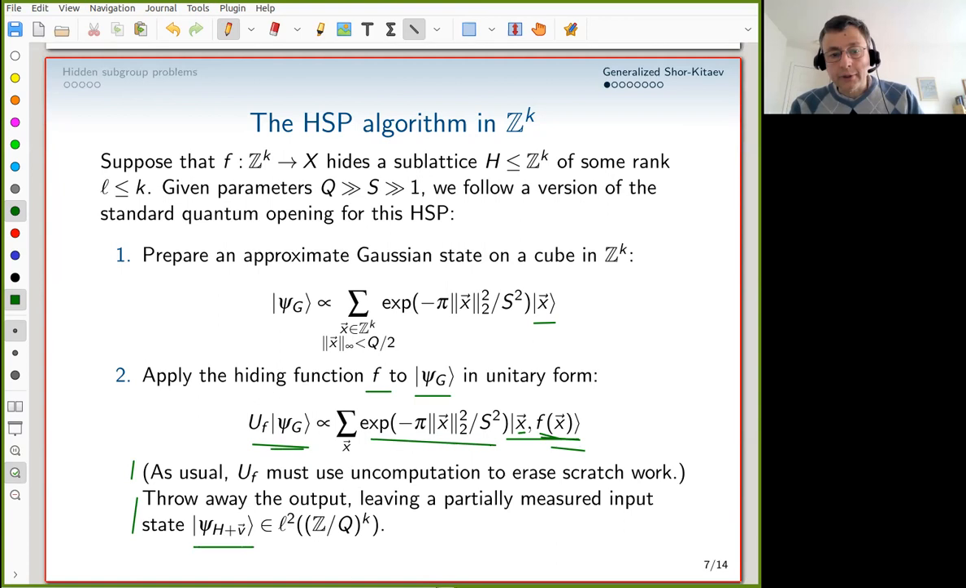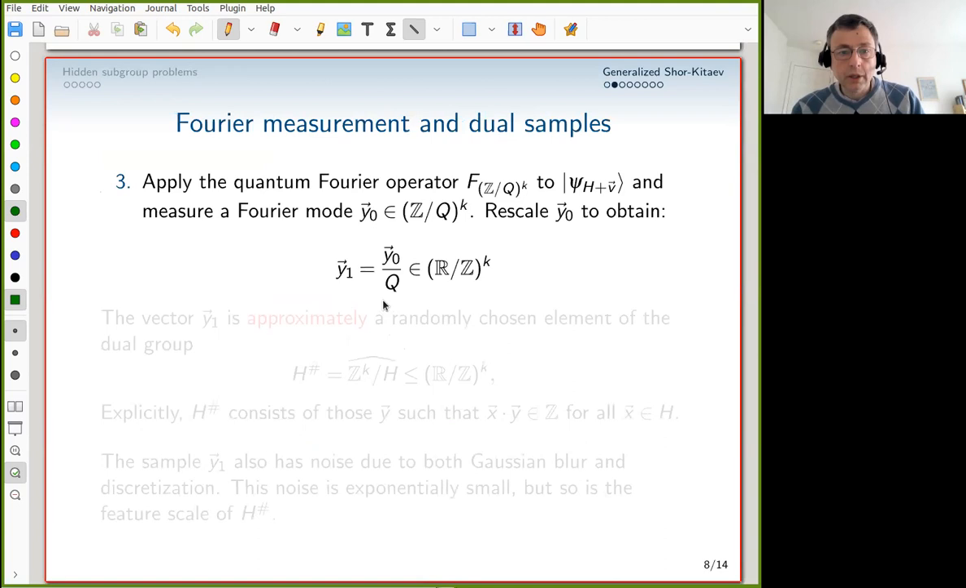It's the same quantum wave function, if you like, but restricted to a coset of the hidden subgroup H, because that's the inverse image of a given value of the hiding function. Again, both of these steps, except maybe sometimes for the Gaussian shape, you can just drop into standard Shor-Kitaev, for instance. Step three is also standard enough.